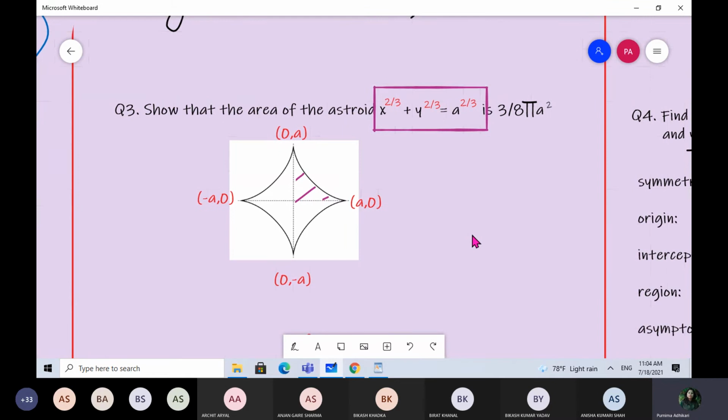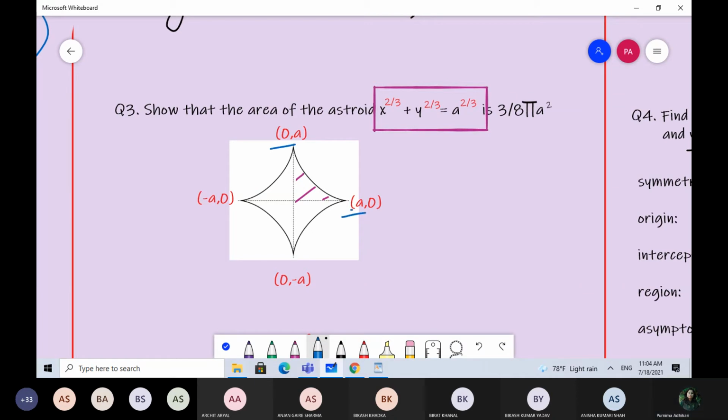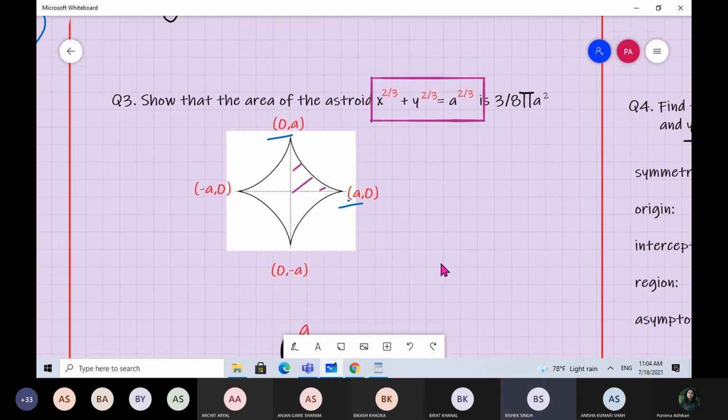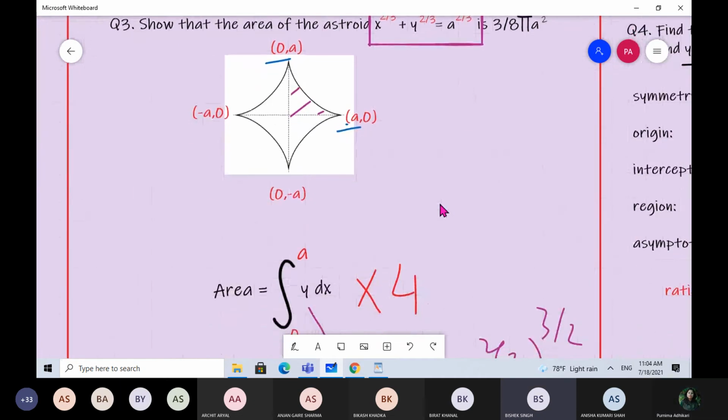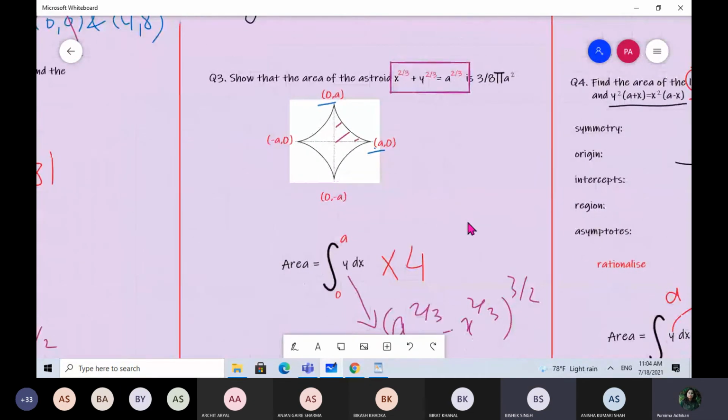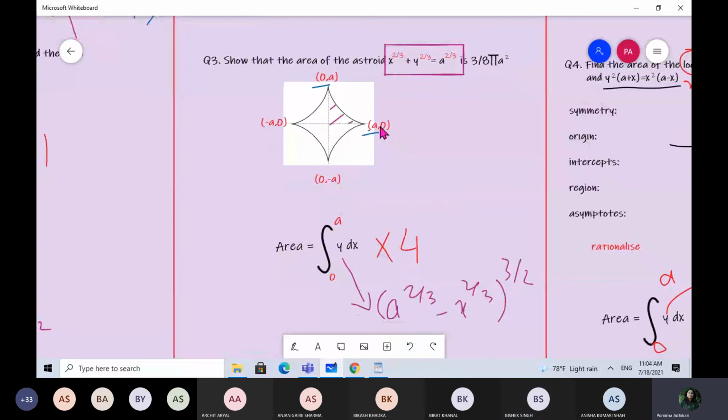Now what will be your limits of integration? Can you tell me? Limit of integration. Change in x. Zero to a? 0 to a. When you do 0 to a, you will get 1/4 of the area of the asteroid. So multiply by 4. So this is going to be your integration part. Now you have to think about its integration.